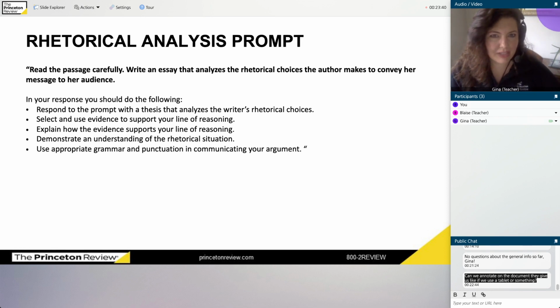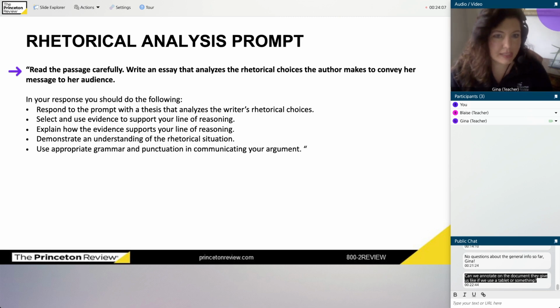So you'll be given this long essay or speech or text. After you read it, you're going to get a set of directions. The directions are always pretty much the same. So what I have on the slide here is pretty much exactly the directions you're going to get. These directions say, read the passage carefully. Write an essay that analyzes the rhetorical choices the author makes to convey her message to her audience.